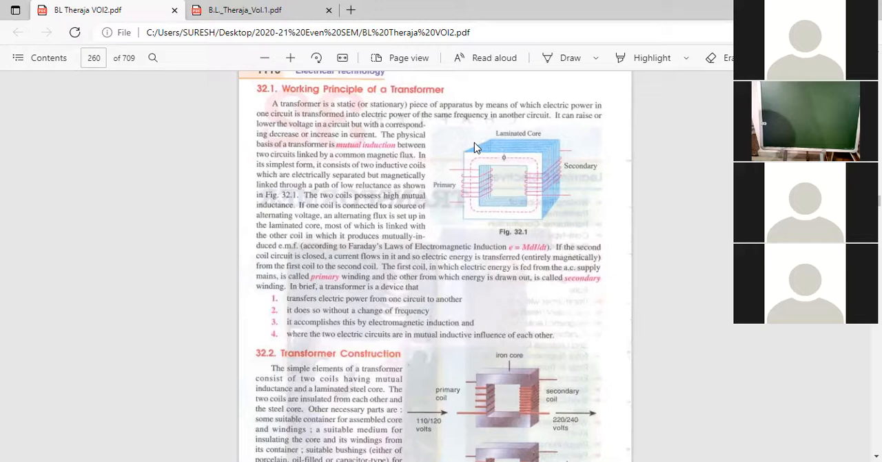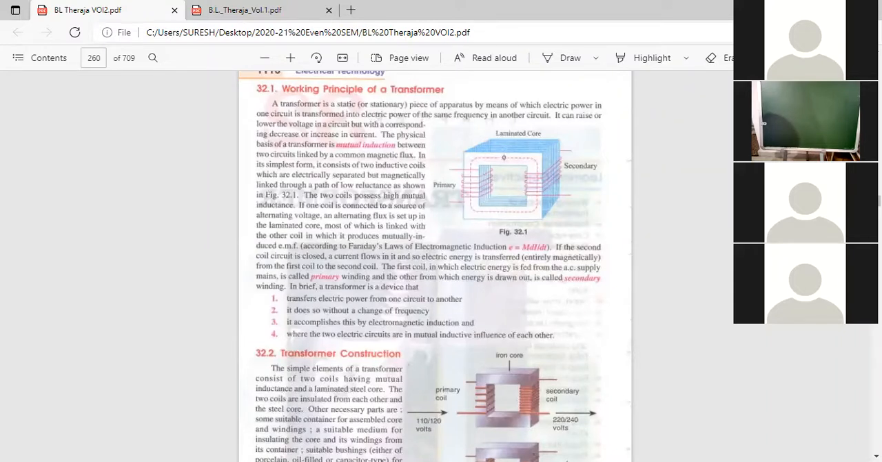See the diagram. This is your transformer. We are having the primary winding. This is the secondary winding. This is the primary winding. This will be the secondary winding.